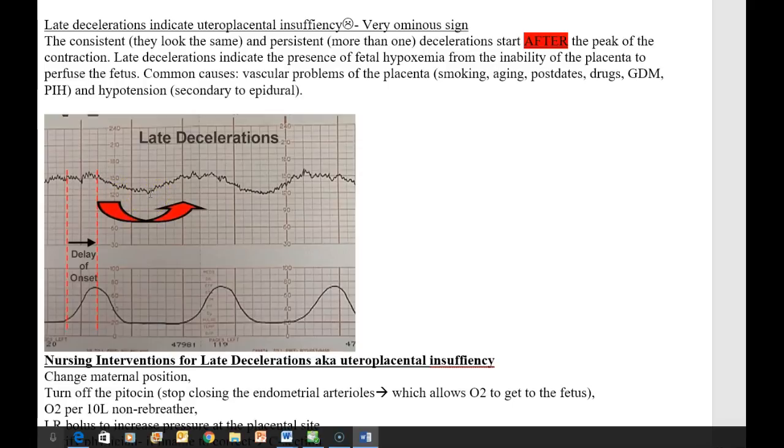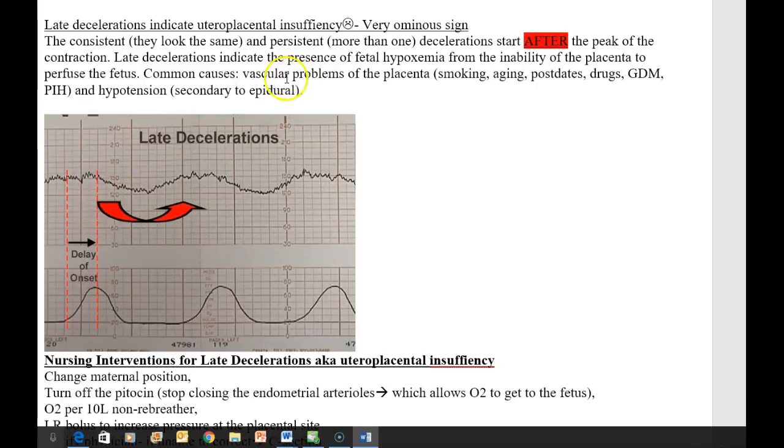These are very, very ominous. They mean fetal hypoxia; the baby does not have any reserves. Just the simple insult of one contraction, being without oxygen for this short period of time, in this instance 30 seconds, causes the baby's heart rate to go down and become hypoxic. So we do not ever want late decelerations, and again they occur after the peak of the contraction.